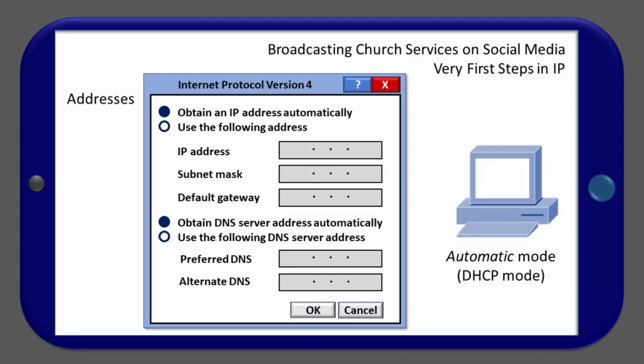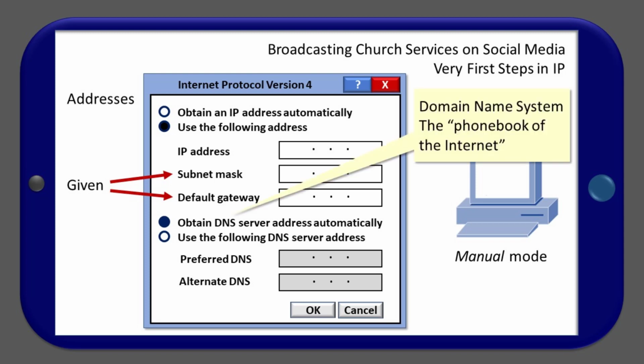This is the network configuration window for a PC. In this example, the default mode, the device will obtain an IP address automatically and also subnet, gateway, and DNS server addresses. There is nothing to configure by the user. In manual mode, the IP address of the device as well as the subnet mask and default gateway addresses must be configured by the user. As for the DNS service, the device, the PC, will still obtain those server addresses automatically.